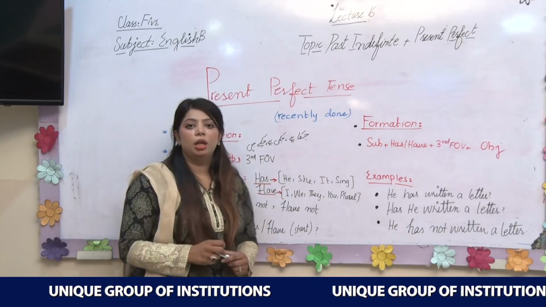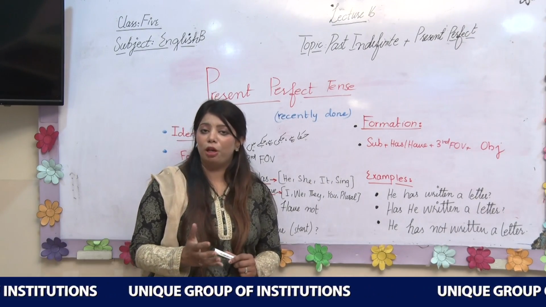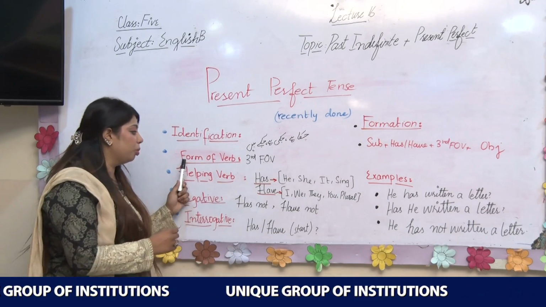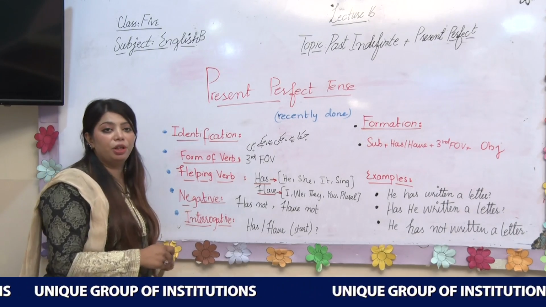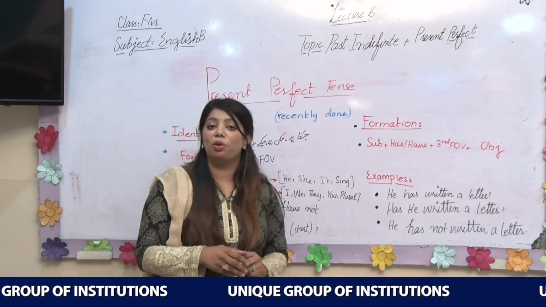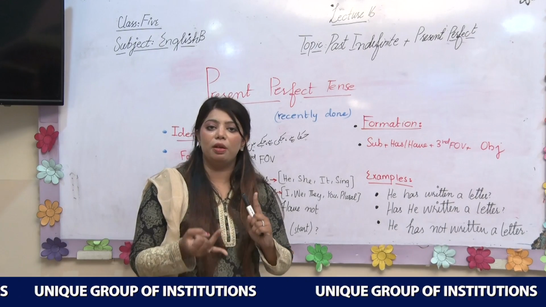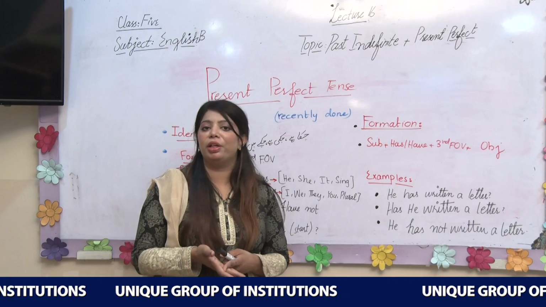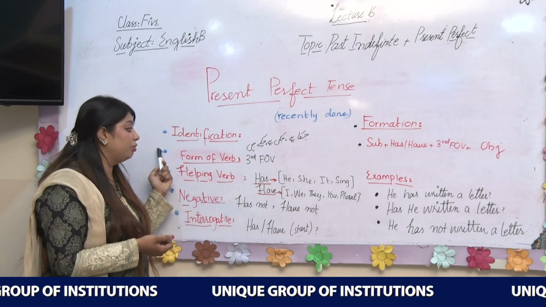So let's start. Now students, we are going to discuss present perfect tense in 5 tips. The first step is identification, the second is form of verb, third helping verb, fourth negative and the fifth interrogative. You can learn tenses on only 5 fingers. Now let's move to the first condition, which is identification.